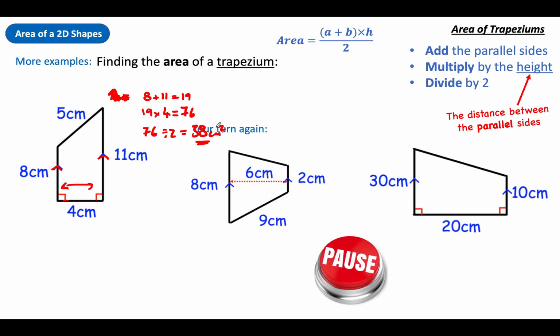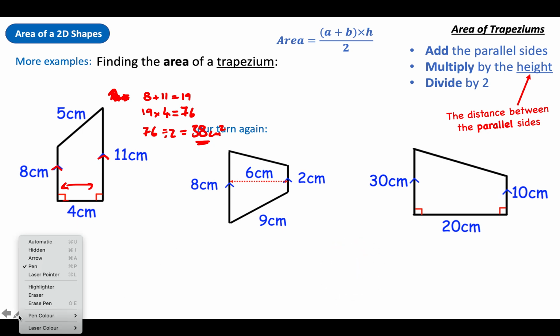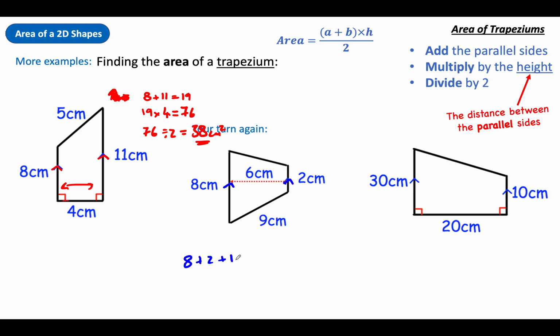Your turn. That's what that says under there. 2 more for you to have a little go at. Unpause when you're done. Just follow the 3 little steps. Okay, you're done. I'm just going to change to a blue pen because I actually prefer it. Add the parallel sides. So the arrows tell you which sides are parallel. So 8 plus 2 equals 10.